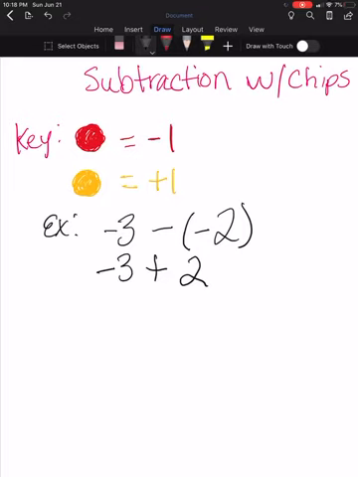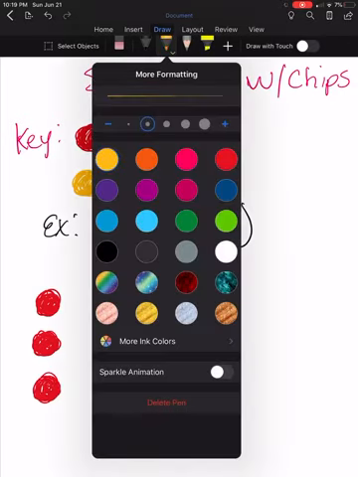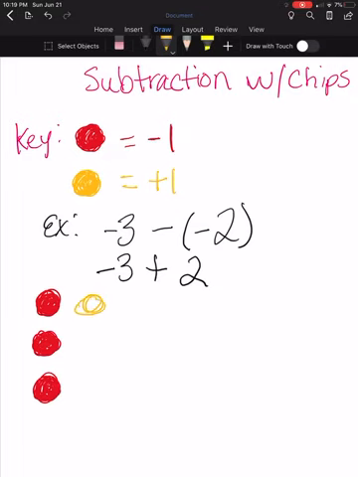So look at our key. We're going to start with the red. So we got what? 3 negative chips. Then I go to my yellow, I'm colorblind. Got what, 2 yellows? Alright. 2 yellow chips. Alright, so now I got my chip set. So I got 3 negative ones and I got what? 2 positive ones.